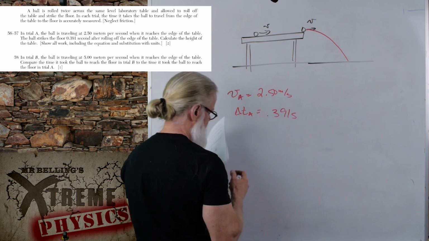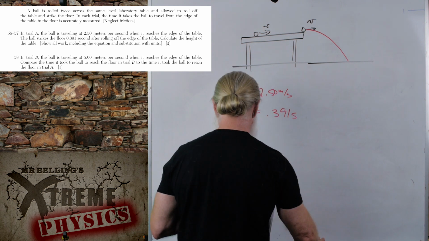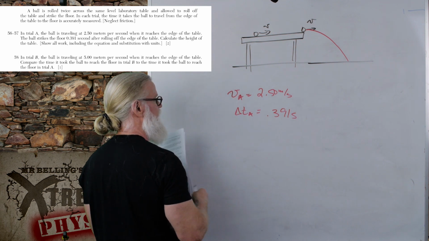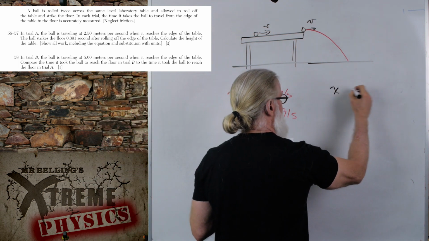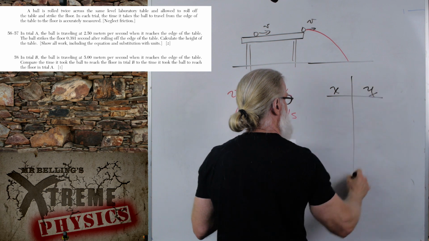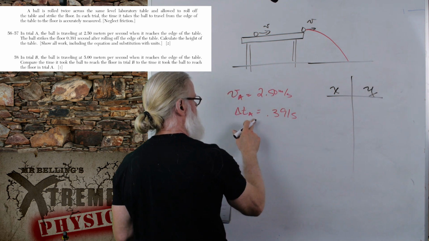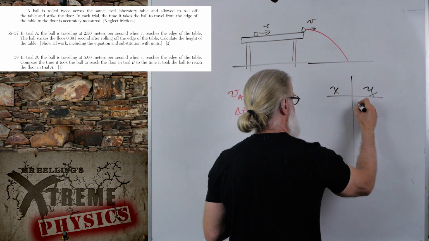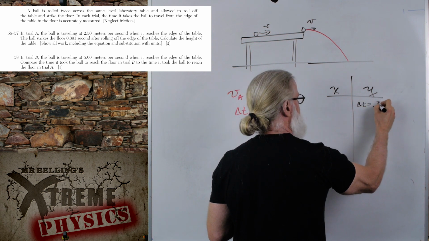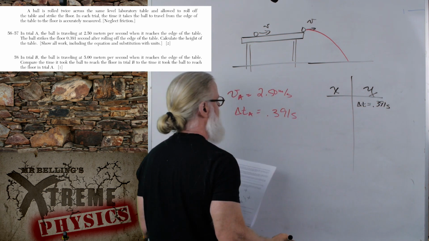Calculate the height of the table. So with projectile motion problems, you know how I always had set up the T-chart. We don't need the X, but why don't we do it anyways? Good practice. X and Y, right? So this is a Y problem. We know that delta T is 0.391 seconds.